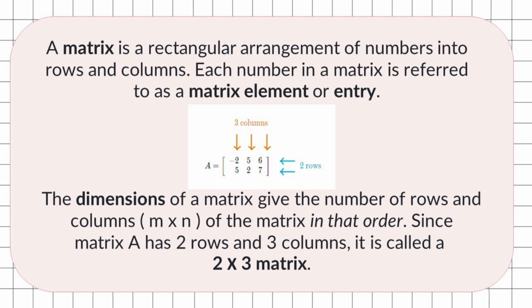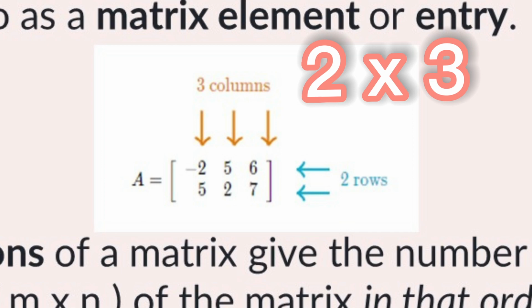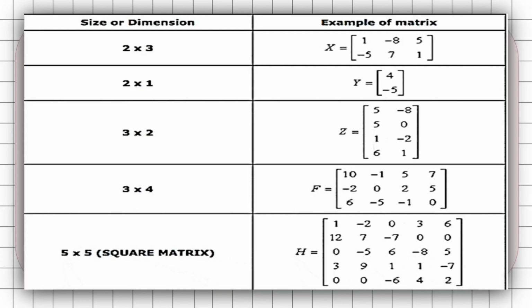Dimensions of a matrix give the numbers of rows and columns, m by n, of the matrix in that order. Since our matrix has 2 rows and 3 columns, it is a 2 by 3 matrix. Now here are examples of matrices and their sizes or dimensions. If it has 2 rows and 3 columns, it is a 2 by 3 matrix, and so on: 2 by 1, 3 by 2, 3 by 4, and 5 by 5, or square matrix.